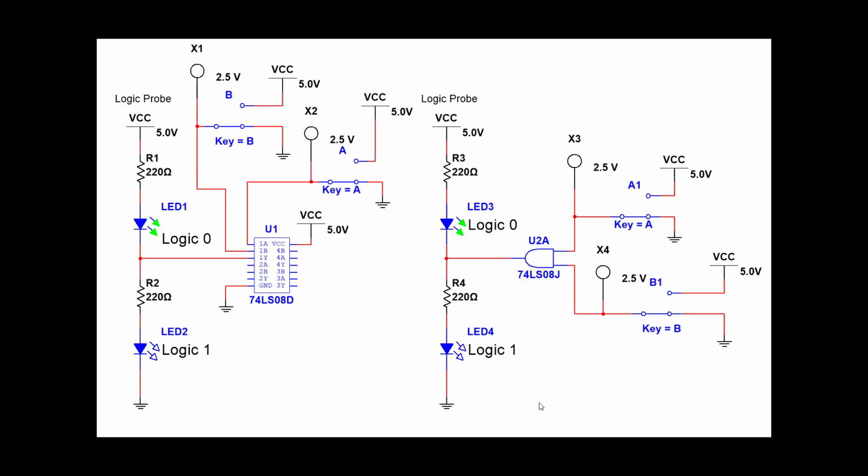So 0, 0 equals 0. Let's try 0, 1. 0, 1, and our output is still logic 0. Now if I go 1, 0, it's still a logic 0. If I go 1, 1, it's going to be a logic 1. So for an AND gate, if both are true, the output is true.